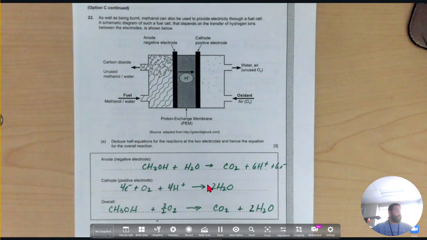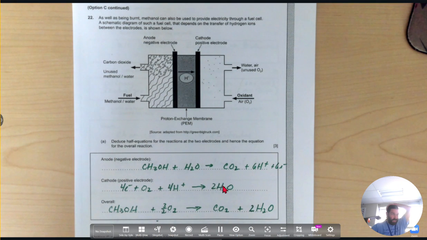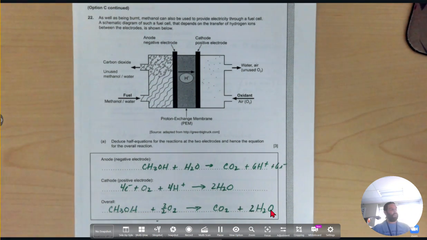It gives us 6H plus in each equation, so they cancel. It gives us 3 waters in this one, but that 1 water up there cancels 1. So when you bring everything else down, you get methanol plus 3 halves O2, makes CO2 and 2H2O. If you do it the other way, where you double that and triple that, everything would be double, right? So 3 halves is 3, 2, and 4.